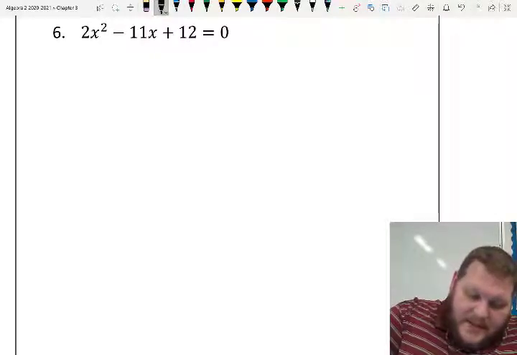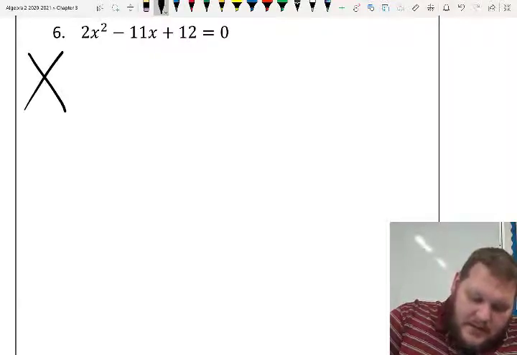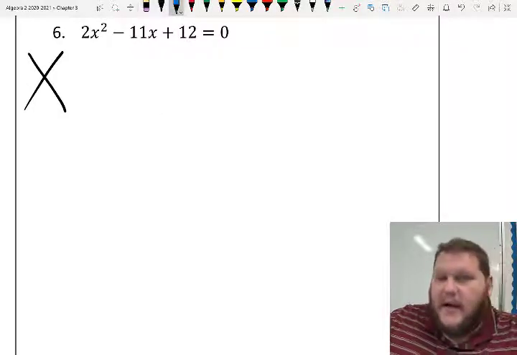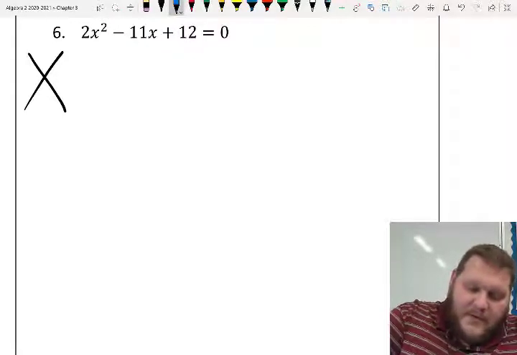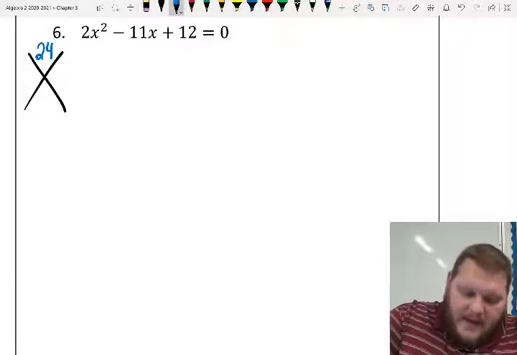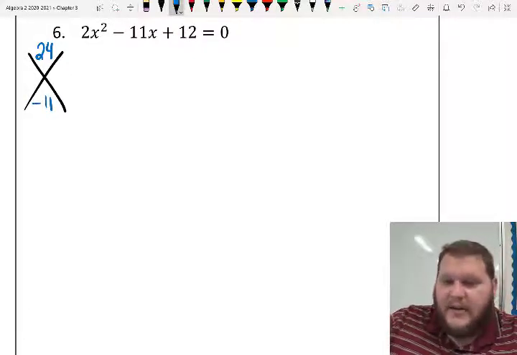So again, for Xbox factoring, we'll just start with our x. So our x of Xbox factoring, the top of my x is my first term times my last term. So 2 times 12 is 24. The bottom is my middle term, so negative 11.